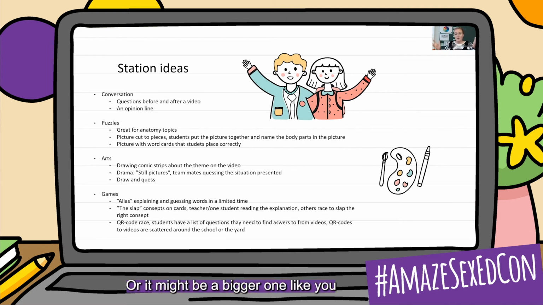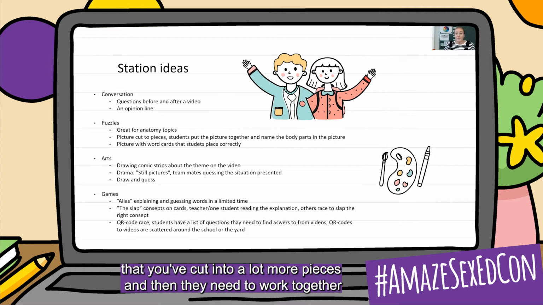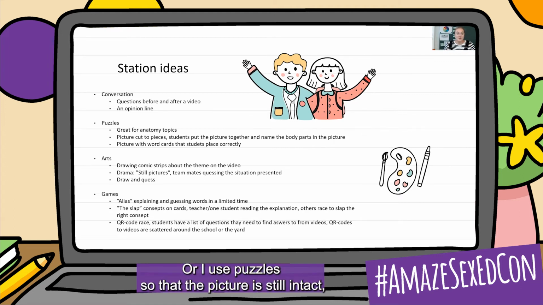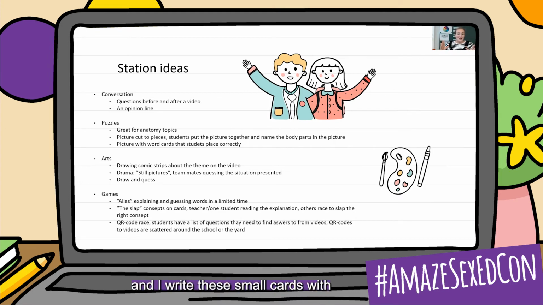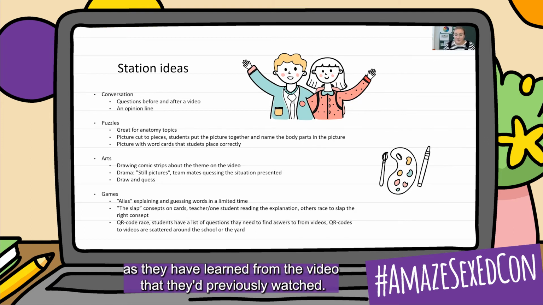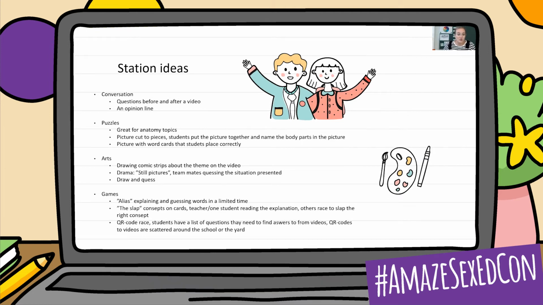Or it might be a bigger one that you've cut into a lot more pieces, and then they need to work together on making it a full picture again. Or I use puzzles so that the picture is still intact, and I write small cards with words on them, and then they need to place them correctly on that picture. So the cards could be about the clitoris or the uterus or whatever, and then they place them on the picture as they have learned from the video that they previously watched.